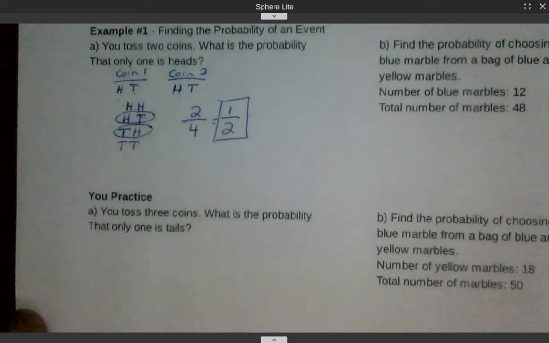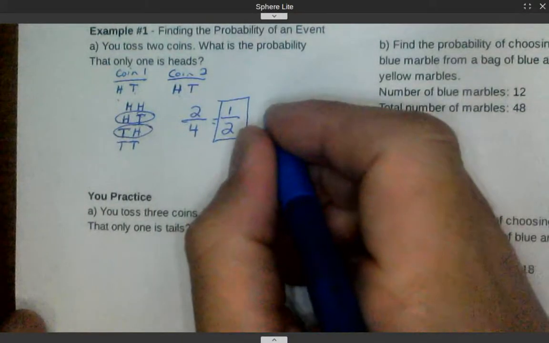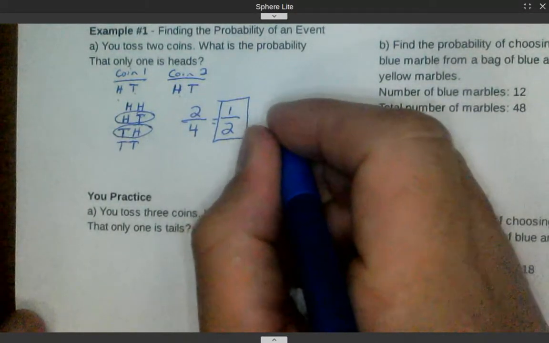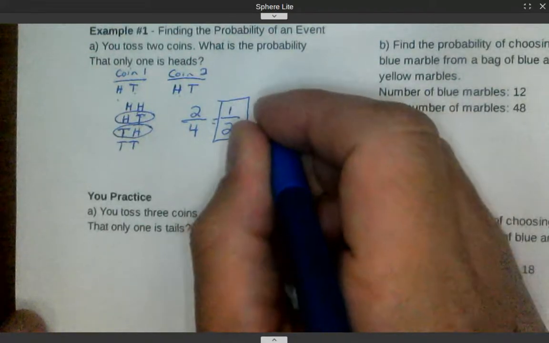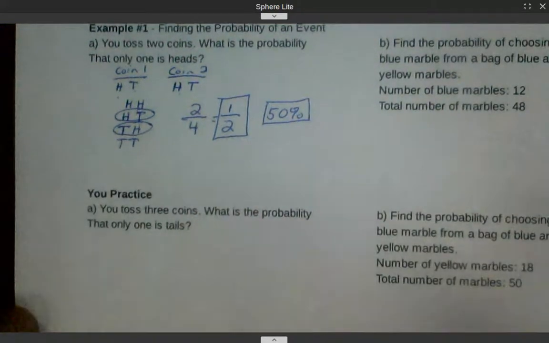Now you can write probability as a couple different ways. You could say 1/2, or if you wanted to, you could also say 50%.